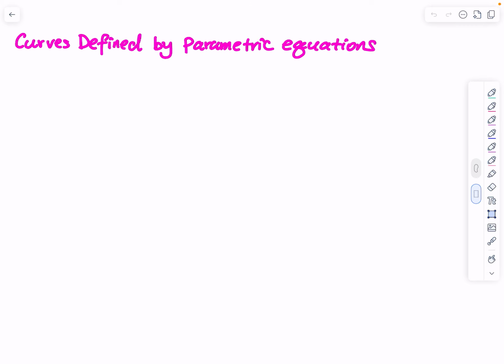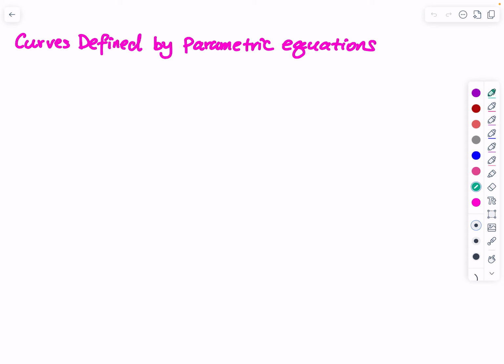Curve defined by parametric equations. Before introducing parametric equations, I would like to go over a rectangular equation first. What is a rectangular equation? We have been using that a lot: y equals x, y equals x squared, y equals x to the third, which is y equals to some x. So a dependent variable equals some expression in the independent variable.